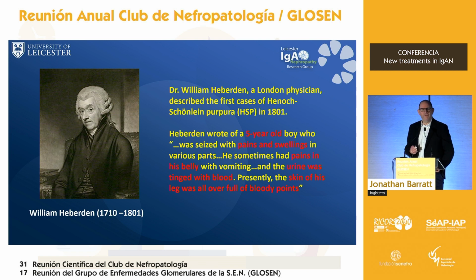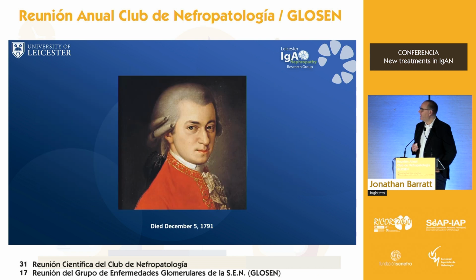Now, a test for everyone in the room. Who is this? Mozart. He's probably the first person I can find that has likely died of IgA vasculitis. If you read the medical notes that were recorded at the time of his death, he had all the features of IgA vasculitis.